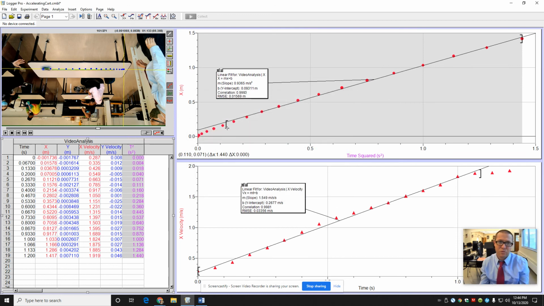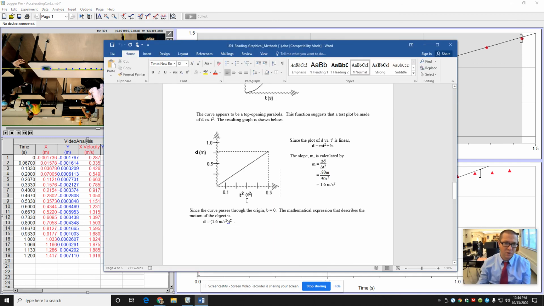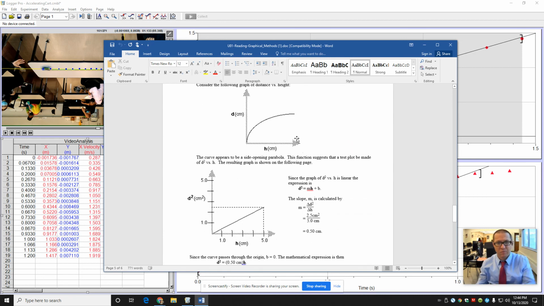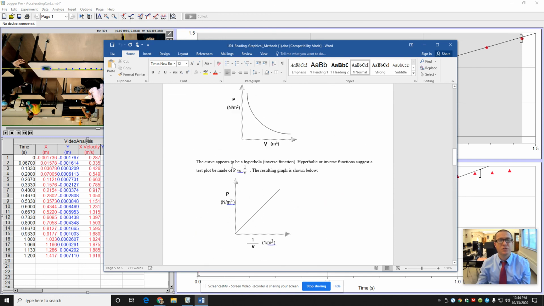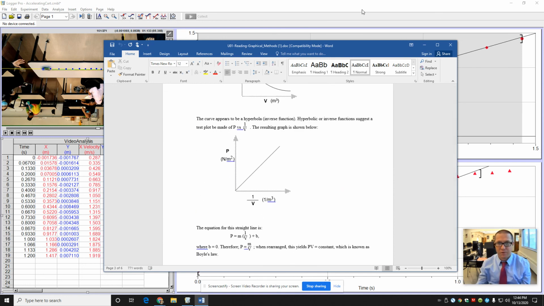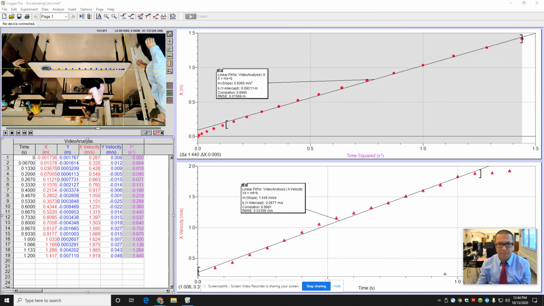All right, so that's how you linearize. Top opening parabola, which here tells me square the time. If there's a side opening parabola, you square the y variable. Those are really the only three we have: inverse, top opening, and side opening. We'll do full practice with this later on. But that's it for now. That's how you linearize it. We'll talk about the evaluation of data later on.